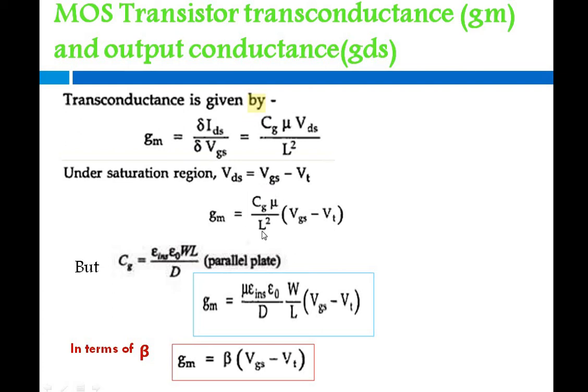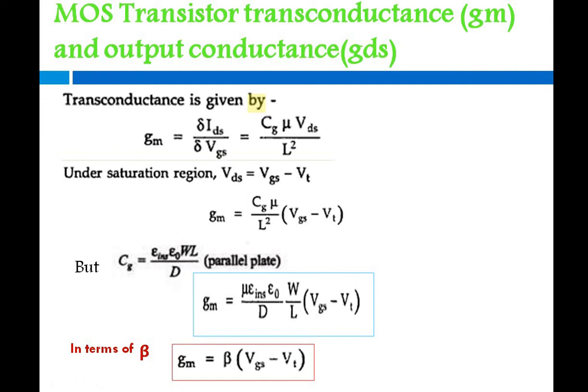Correct? So this is how you will be giving the equation in the saturation region. For further simplification, you can also consider your Cg, the capacitance between the parallel plates, and that is given as Cg equals epsilon naught epsilon ins WL divided by d. What is W? Width of the channel. L is the length of the channel.